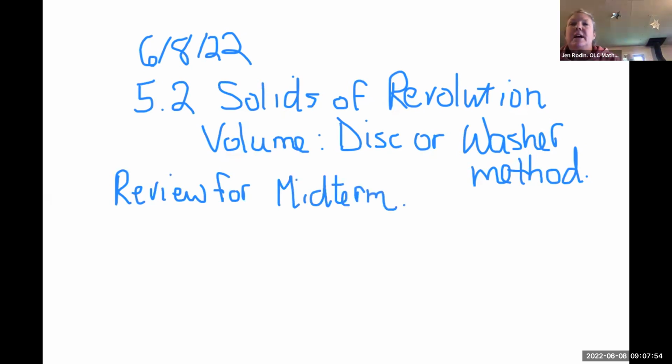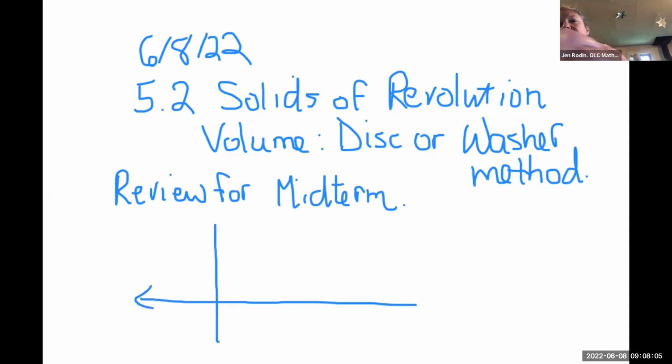I just erased that right as I was turning on the recording, so let's put it on there again. So this kind of situation is like what we already did, finding the area under the curve or between curves. Here's a simple one: y equals the square root of x. If I wanted to find the area under that curve, we know how to do that. We take the integral of the function.